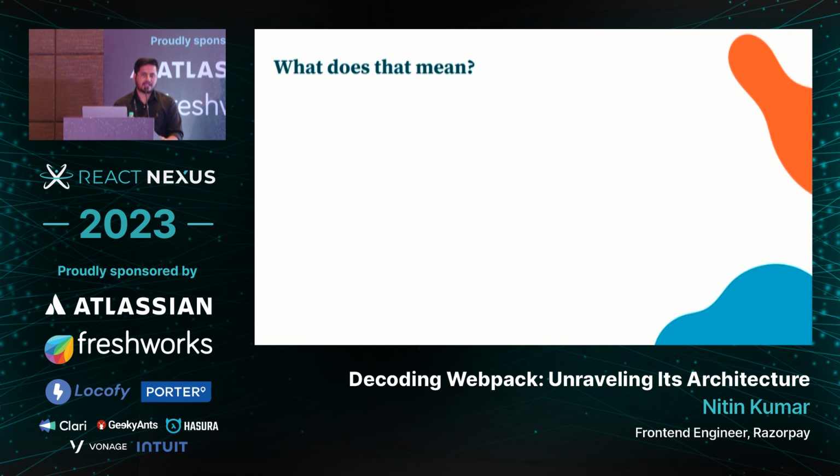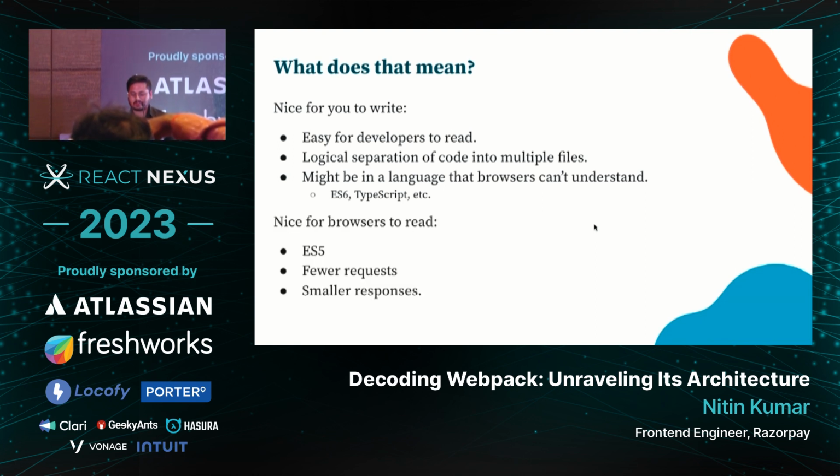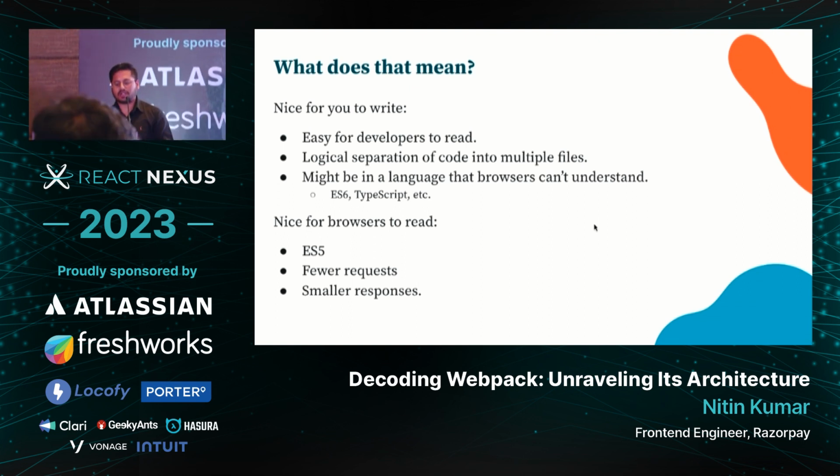So what does that mean? What is nice for you to write can be formatted code in multiple lines, logical separation of code in multiple files, or it could be in a different language that the browser does not understand, for example TypeScript. Any TypeScript lover here? Okay, that's quite a lot. What is nice for browsers to read could be ES5, fewer requests, smaller responses.